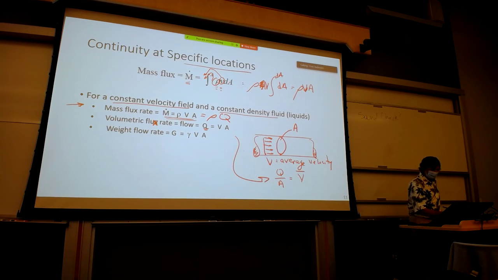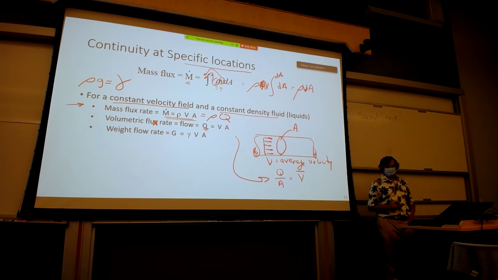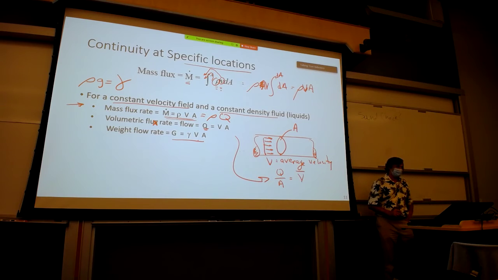And then lastly, we could take the first equation, the mass flux rate, and multiply both sides by the acceleration due to gravity. You know from your experience that specific weight is density times acceleration due to gravity. And so we can also calculate a weight flow rate.